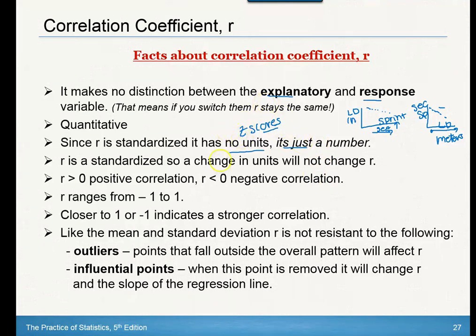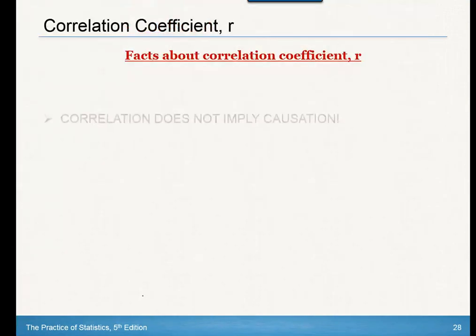So what's an outlier? An outlier is just a point that falls outside the overall pattern. And this is not something that you're going to be able to calculate. You're just going to have to look at your data and say, hey, that could potentially be an outlier. And I'll show you how to see how it affects R to determine whether or not it's an outlier, but there's no set formula when you're just looking at the graph. Now, an influential point, you're actually going to have to redo R to see if something is influential. So an influential point is when this point is removed, it will actually change your R value and the slope of the regression line. So it does have a major impact on the slope and the regression line.